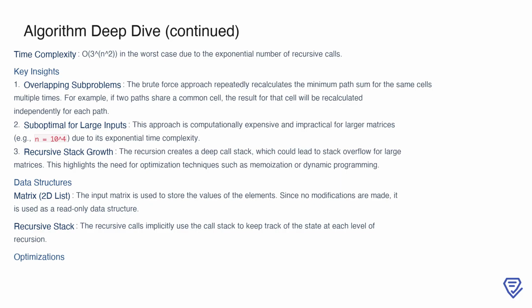From a data structure perspective, the input matrix is used as a read-only structure since its values remain unchanged during the computation. Additionally, the recursive calls rely on the implicit stack provided by the call stack to keep track of intermediate states. Addressing these inefficiencies will require techniques like memoization or dynamic programming, which we'll explore shortly.